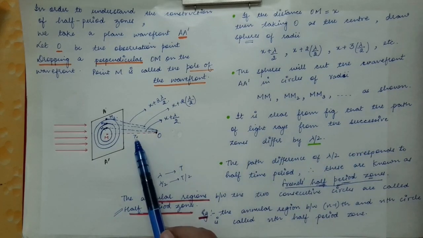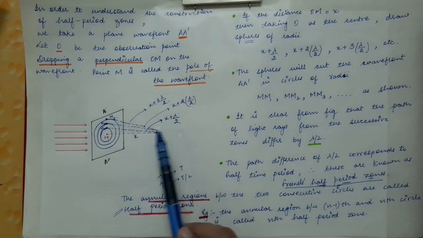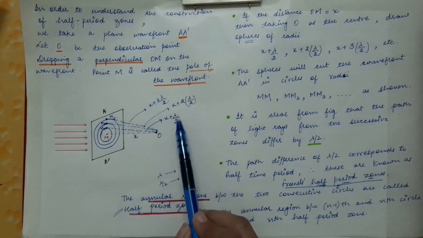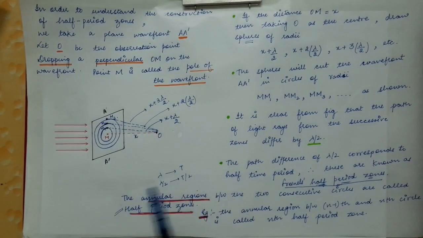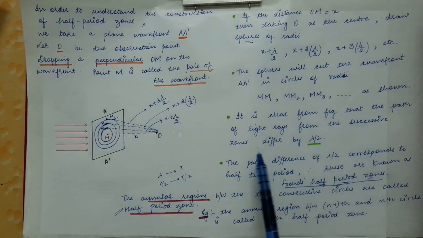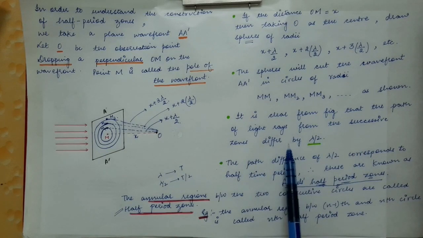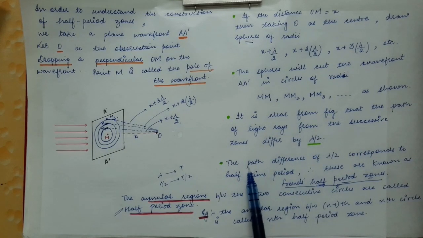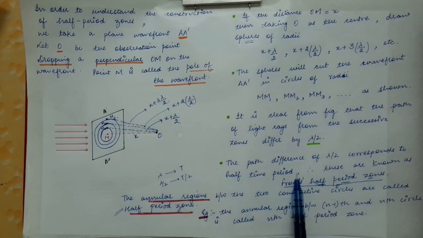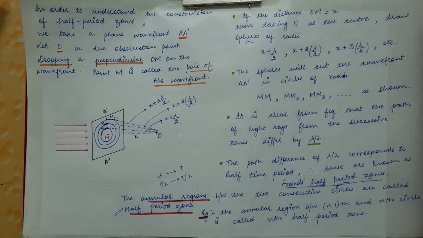From the first zone, the path of the light is x plus lambda by 2. From the second zone, it is x plus 2 lambda by 2, and so on. So the difference in the path is equal to lambda by 2. The light coming from the successive zones differs by lambda by 2, and the path difference of lambda by 2 corresponds to half time period. Therefore, these are known as Fresnel's half period zones.